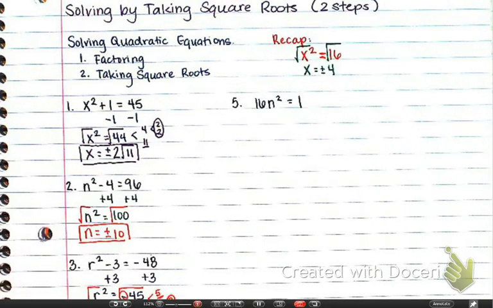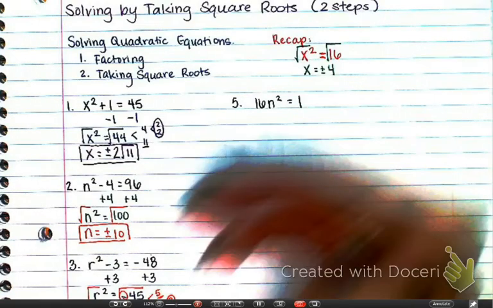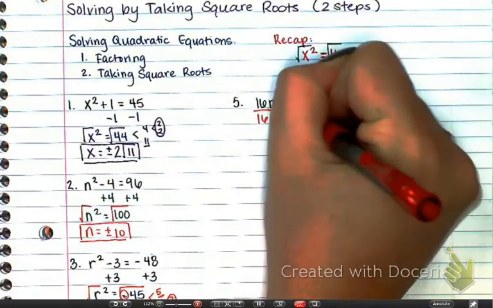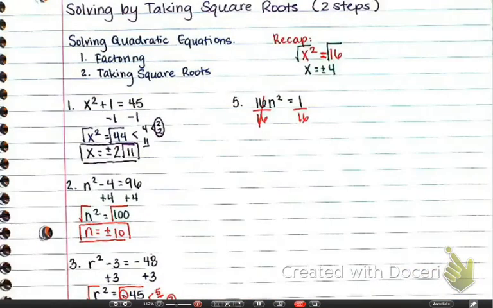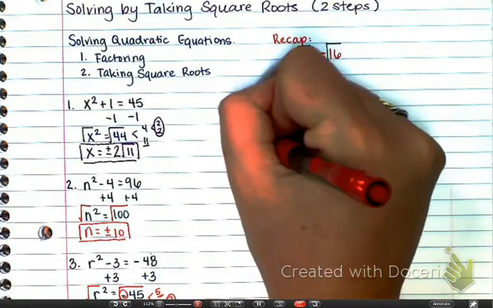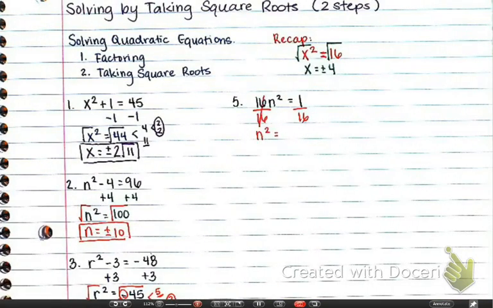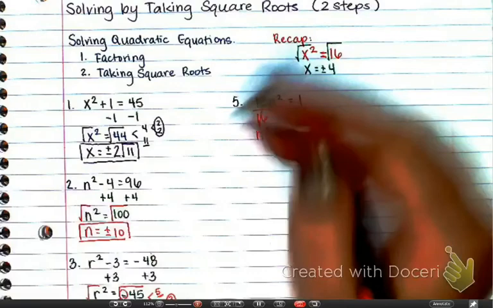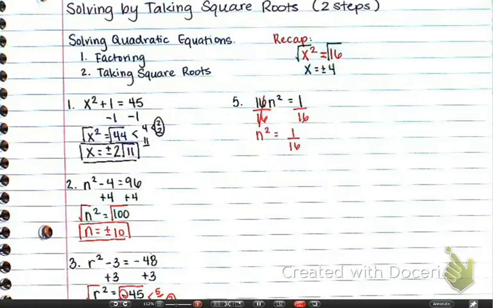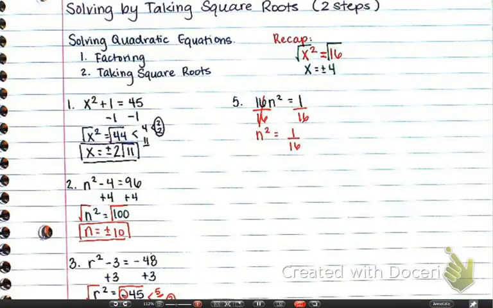Okay, same rules apply. Our goal is to get n squared by itself. So what has to move? The 16. And how do I get rid of the 16? Divide. Okay, so when I divide by 16, they cancel on the left, and I'm left with n squared equals. Does anything simplify on the right? No? So you're going to leave it 1 over 16, no decimals.